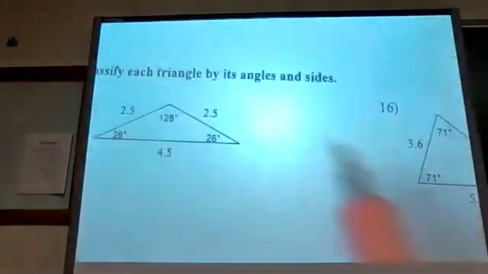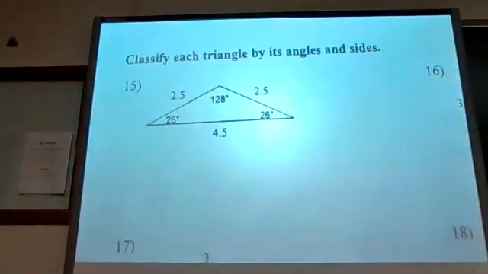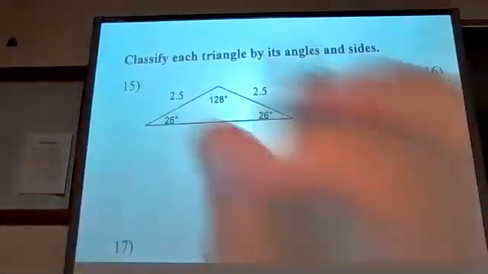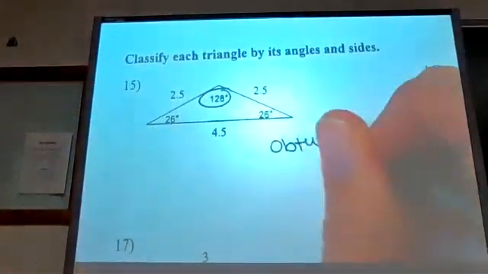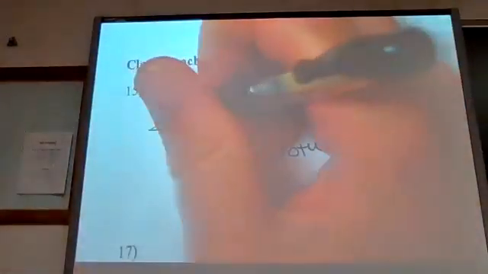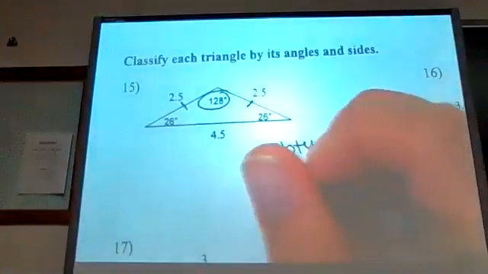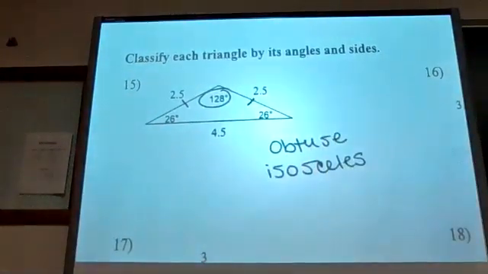So on our first example, let's start with angle. What type of triangle do we have? Acute, right, or obtuse? Obtuse, because of this angle right here. Now we choose one from the sides. Is it equilateral, isosceles, or scalene? Isosceles, because these two sides are the same. So this is an obtuse isosceles triangle. Okay, choose one from angles, one from sides.